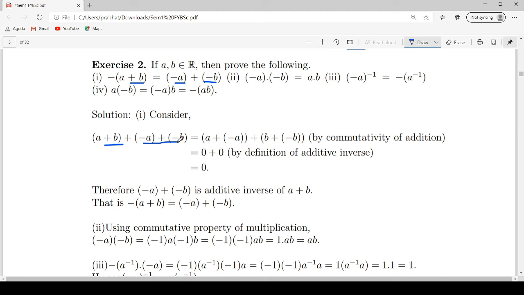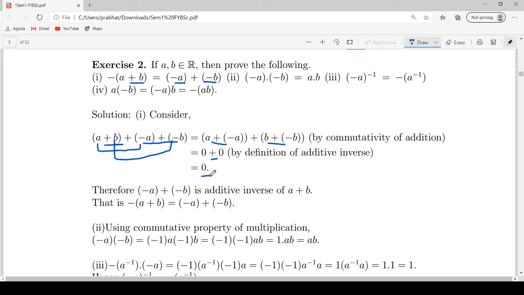Now we can use the commutative property of addition, and I can club A with minus A and I can club B with minus B. So I will have it is equal to A plus minus A plus B plus minus B. But A plus minus A is 0 and B plus minus B is 0. So it is 0 plus 0, and 0 plus 0 is equal to 0.